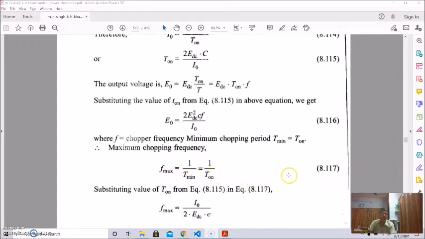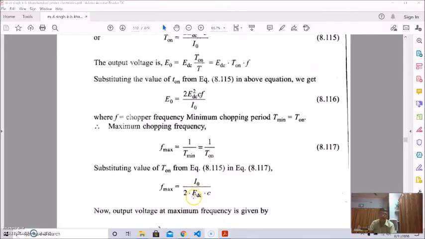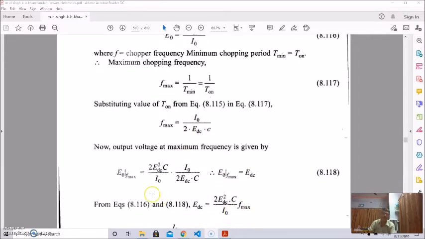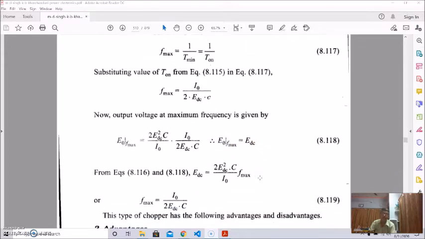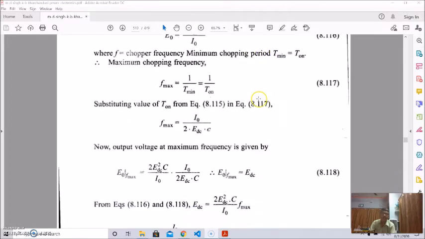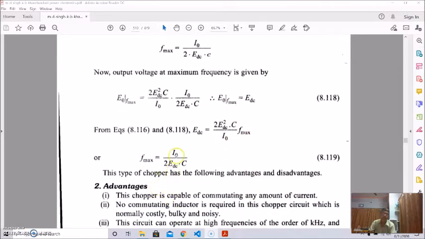Substituting this value in these equations, we get F max equal to I0 by 2 EDC into C. Now the output voltage at maximum frequency is given by E0 equal to 2 EDC squared into C by I0 into I0 by 2 EDC into C. So I0 cancels out, and E0 max at maximum frequency will be EDC. So from these equations, F max equal to I0 by 2 EDC into C.